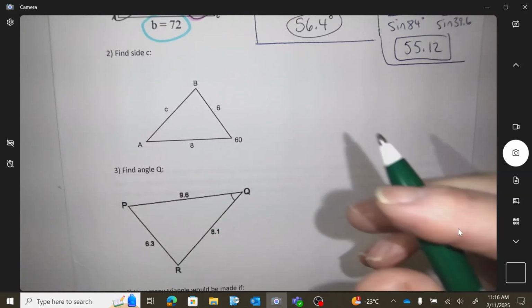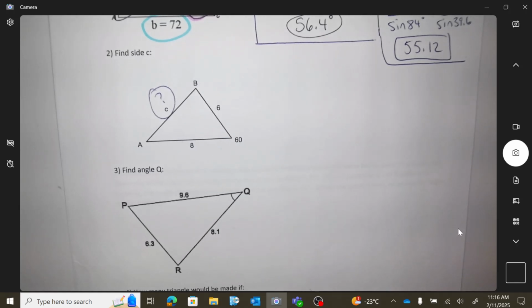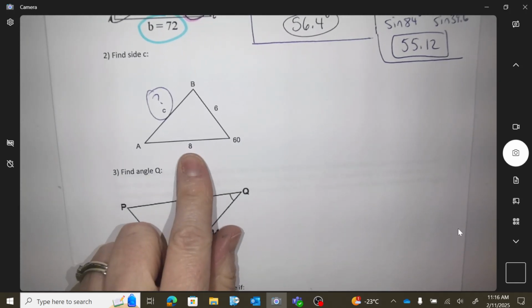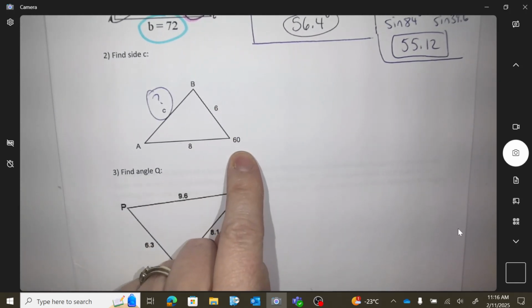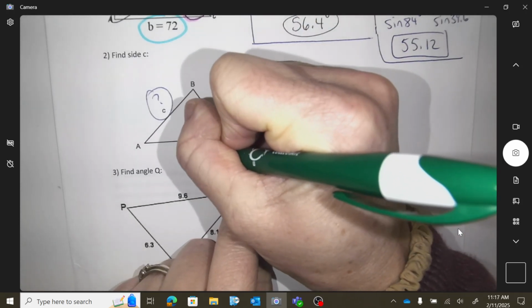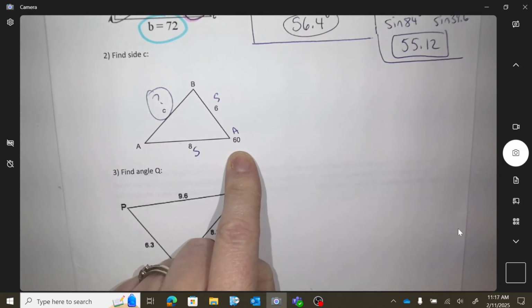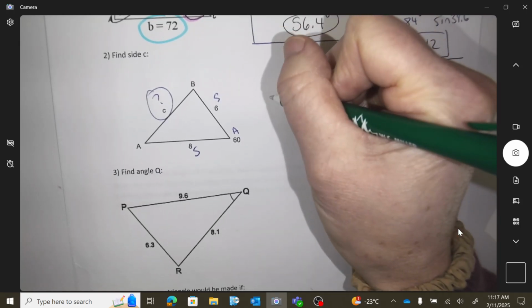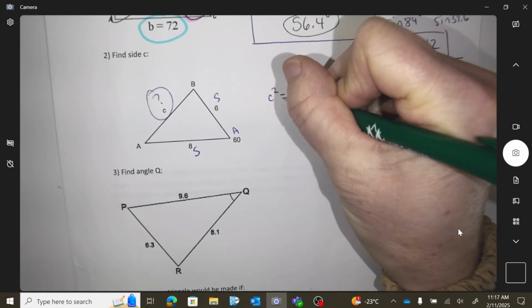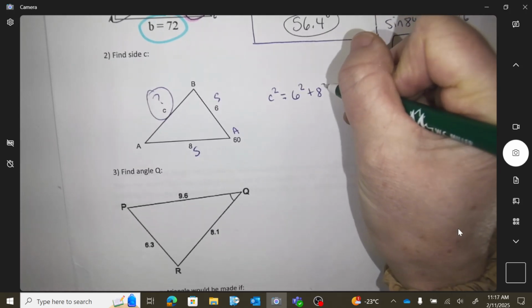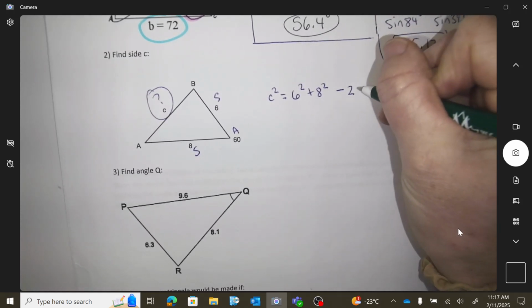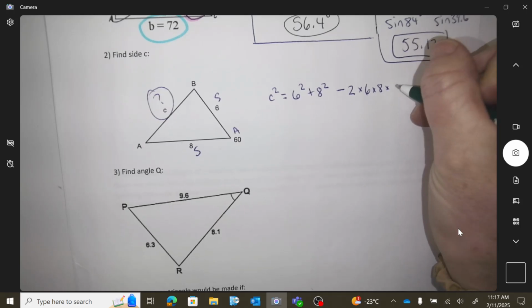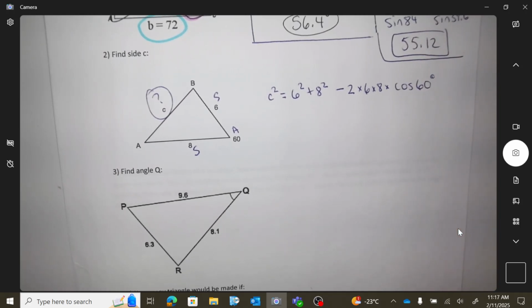Okay, here I want to know side C there. Okay, I was given 8, 6, and I was given a 60-degree corner here. So that means I was given a side there, and I've been told an angle there. So now do we see the strategy? SAS, which is the cosine law. So C squared equals 6 squared plus 8 squared, minus 2 times 6 times 8 times cos 60.